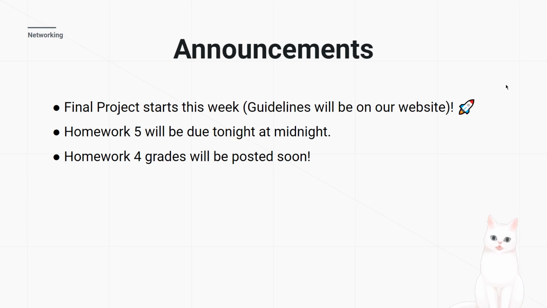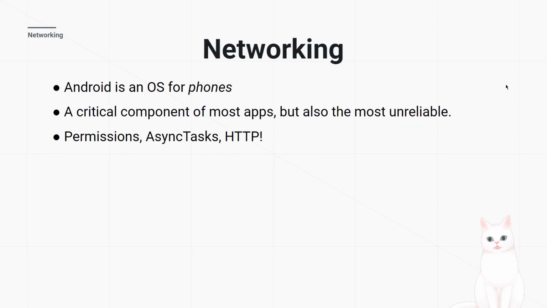Let's get into the networking. So, networking. Android is an OS for phones. Phones are uniquely a networked device. In fact, they kind of don't operate without a network. And as such, most of the apps on them are quite useless without the internet. It's a critical part for most apps, but also the most unreliable. So today we're going to be talking about permissions, async tasks, and HTTP.